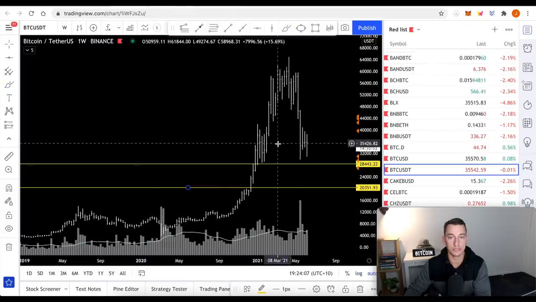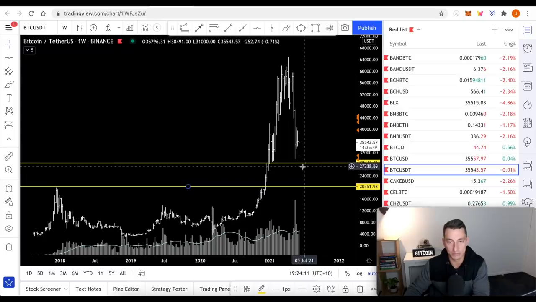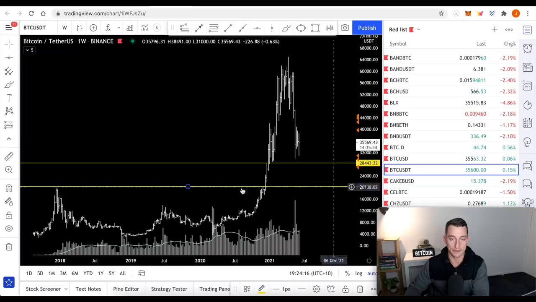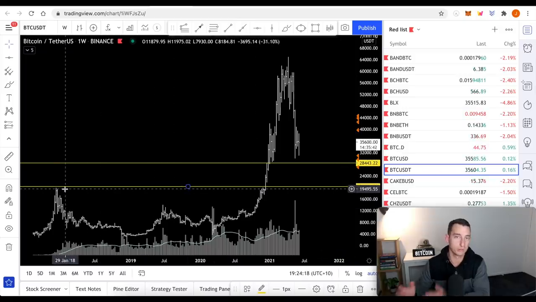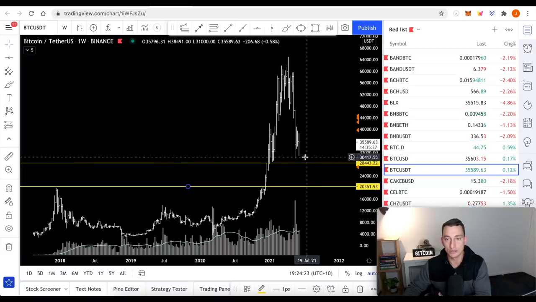Now, this is the weekly chart again. These are the support levels that I'm looking at in case, I don't think it's a definite, but in case we break down, our levels here are around 28.5K, and then our previous tops are around 20K. So somewhere between that 18, 20, 21K. This is something that we'll continue to follow up.